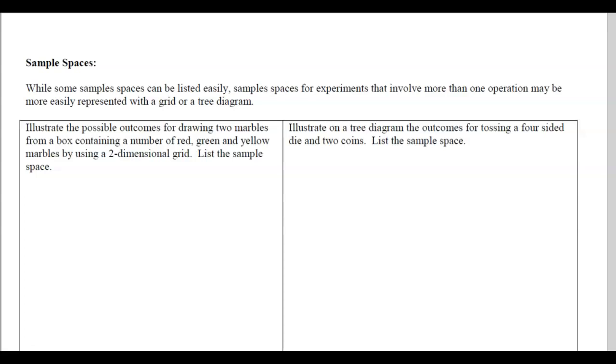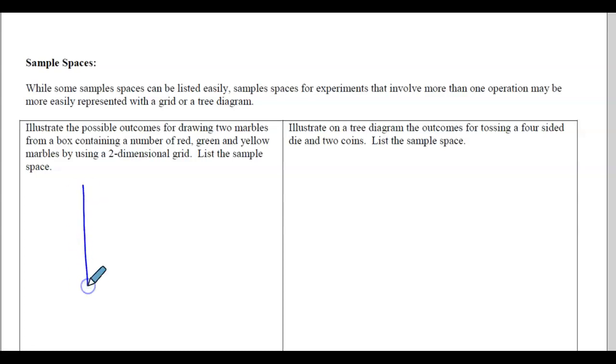So while some sample spaces can be listed easily, sample spaces for experiments that involve more than one operation may be more easily represented with a grid or tree diagram. So, first one, illustrate the possible outcomes for drawing two marbles from a box containing a number of red, green, and yellow by using a two-dimensional grid. And this is the sample space. So we don't know how many red, green, and yellow, but we know there are some of each.